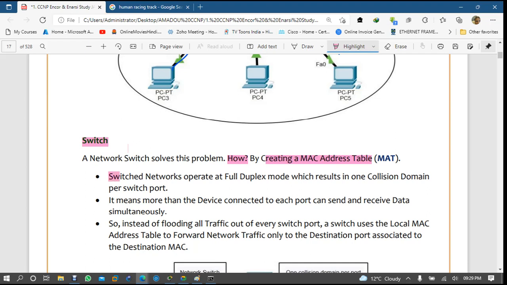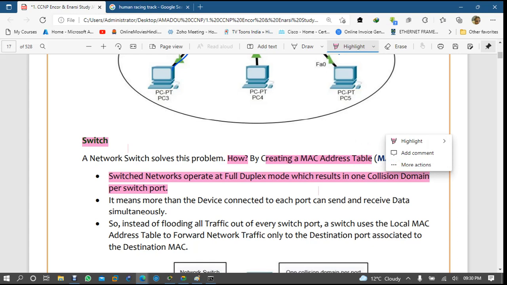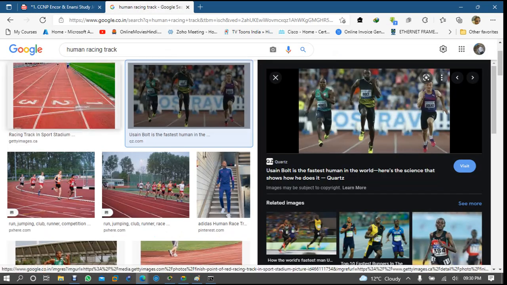Switched networks operate in full duplex mode, which results in one collision domain per switch port, meaning it is working in full duplex. A hub works on half duplex. Switches also work with collision domains, but switches have multiple collision domains, depending on their ports. So if a switch has 24 ports, it can work with 24 collision domains.